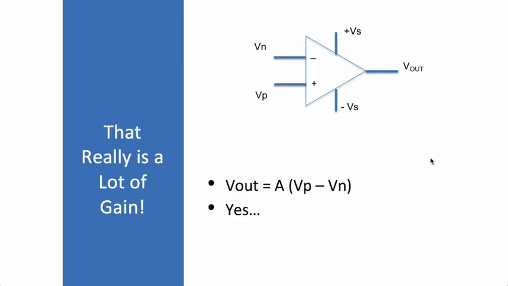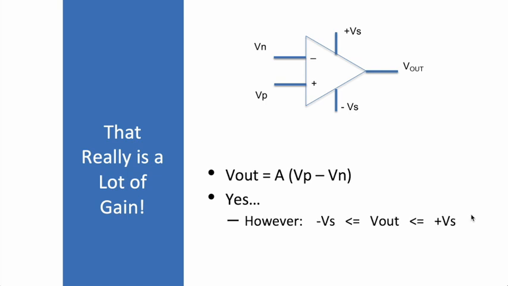Okay, so 40,000, a million, something like that. Those are big numbers for the gain. Wow. Well, yes. However, notice also that this output here is limited by the power supply connections. So yes, we have a lot of gain, but that output can only swing between these limits.